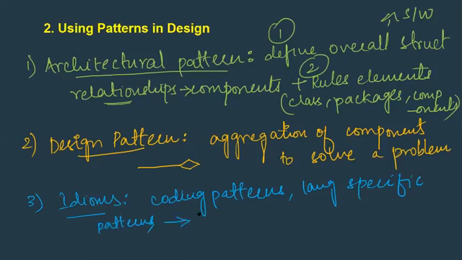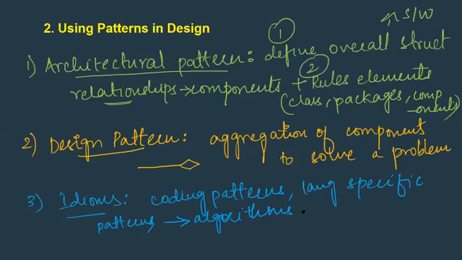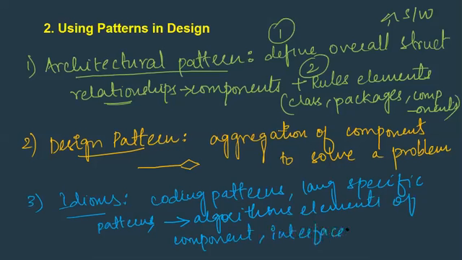Now these language specific patterns are going to implement algorithmic elements of a specific component. That is, you're making use of a particular algorithm for the execution of the task of a particular component. And within this, you're also going to identify the point of interaction, that is your interface, and how you're going to communicate between these different components.